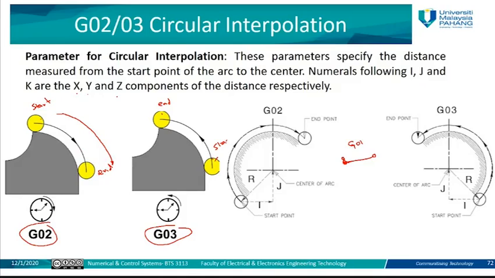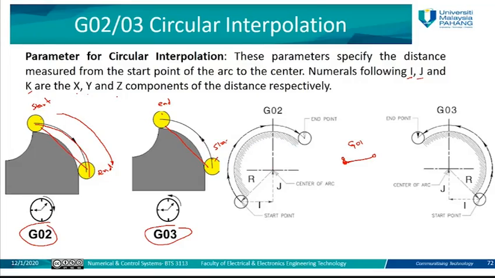But in addition to these points, because we are not going to move directly, it will not be like a straight line as in linear interpolation. We are going to go with a circle, semicircle or arc. So in this case, we need to define more parameters, which are I, J, and K. I is the difference between the start point and the center of the arc.